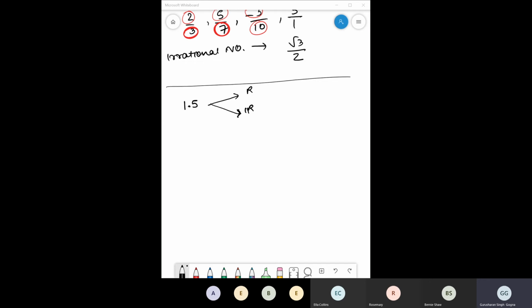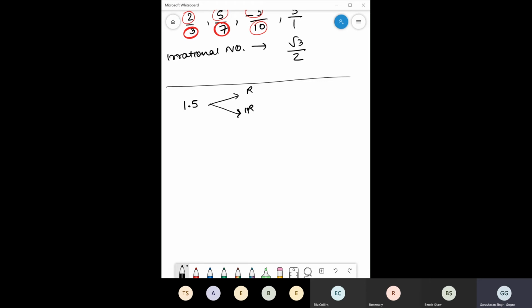$1.5, is it a rational number or irrational number? Can you answer in the chat? Okay, rational. I got one answer. Anybody else? Okay, somebody's saying irrational. I was expecting that. Okay, two people saying irrational. That's why I ask you this question, because you need to understand the concept.